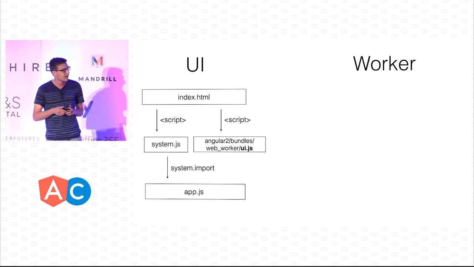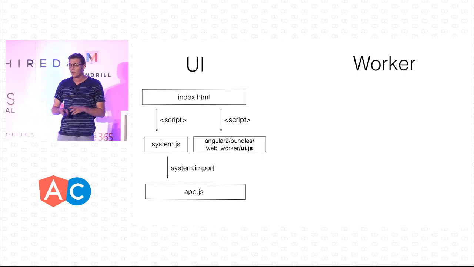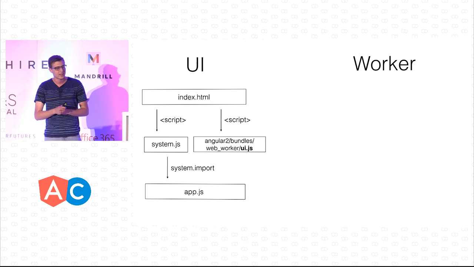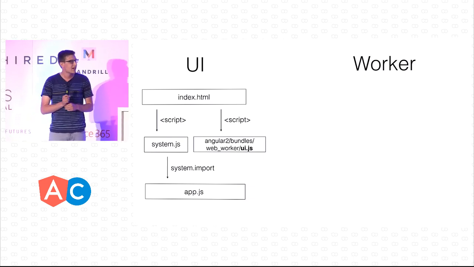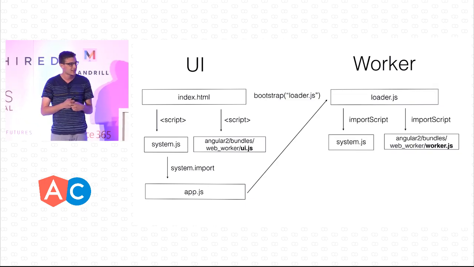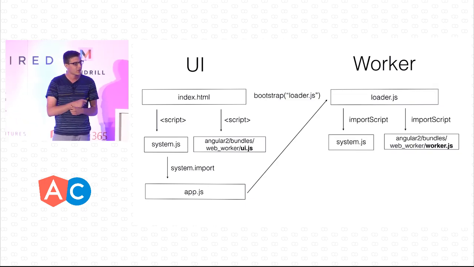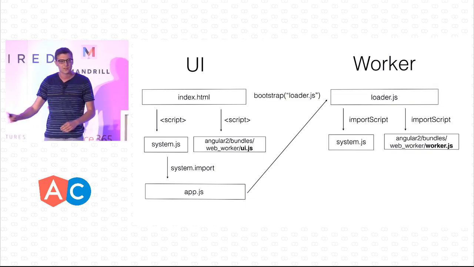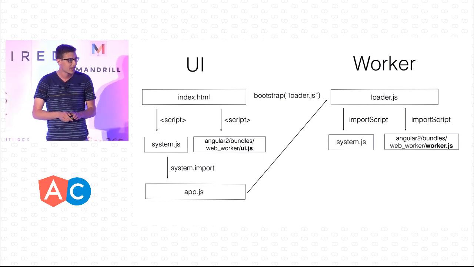I have the exact same files in the UI in terms of the HTML. I load the web worker bundle of Angular, specifically the UI part of it. And then I load my app file. But previously, I called Bootstrap with my main component. This time, I pass it the name of my background file. That lives on the worker, so everything else lived on the UI. This lives on the worker in a separate process, so it can't block.